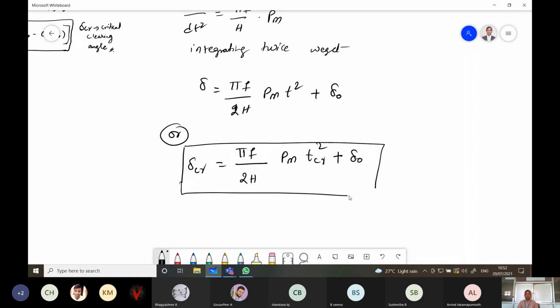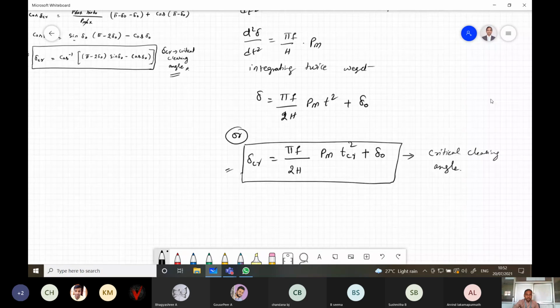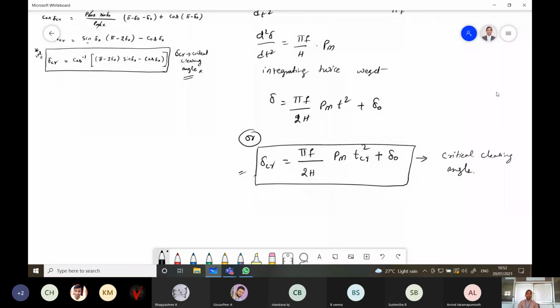So you can also represent the critical clearing angle in another method. There are two expressions for the critical clearing angle. Either you can use this expression or this expression, depending upon the values given in the problem. These are the two expressions for delta CR. This is also an expression for the critical clearing angle, and this is also an expression for the critical clearing angle.